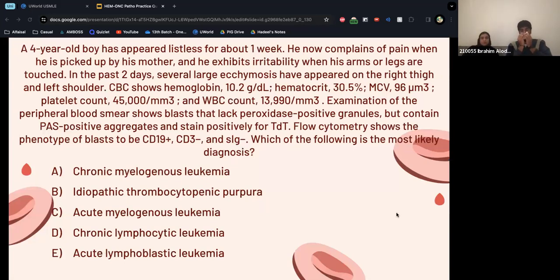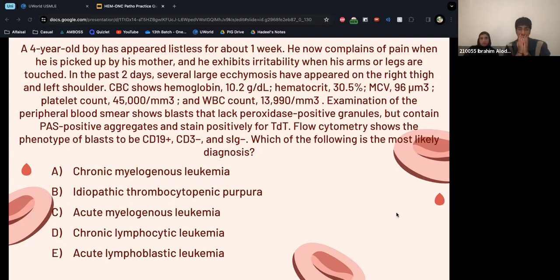Okay, do you want me to read? Yes. A 4-year-old boy has appeared listless for about 1 week. He now complains of pain when he is picked up by his mother. He exhibits irritability when his arms or legs are touched. In the past 2 days, several large ecchymoses have appeared on the right thigh and left shoulder. CBC shows a hemoglobin of 10.2, hematocrit 30.5, MCV 96, platelet count of 45,000, and a WBC count of 13,990.